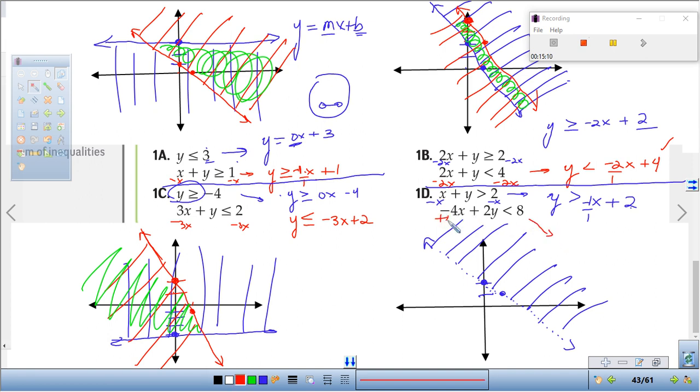Okay, now with plus 4x, plus 4x. So I have 2y. Oh, I need to do some more work. Okay, 2y is less than or equal to 4x plus 8. So divide by 2, divide by 2, divide by 2. We're going to have y is less than or equal to 2x plus 4. Y-intercept of 4. 1, 2, 3, 4. Slope of 2. So I'm going to go 1, 2 up, 1 over.